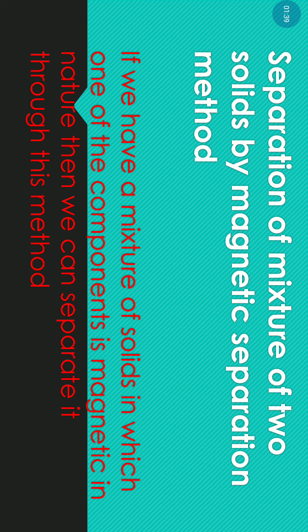Now today we will discuss the third process by which we can separate a mixture of two substances, and in this process we will discuss separation by the magnetic separation method. If one of the constituents in the mixture is magnetic in nature, that means it can be attracted by a magnet, commonly iron articles or substances made of iron, they can be separated by this method. So if we have a mixture of solids in which one of the components is magnetic in nature, then we can separate it through this method.